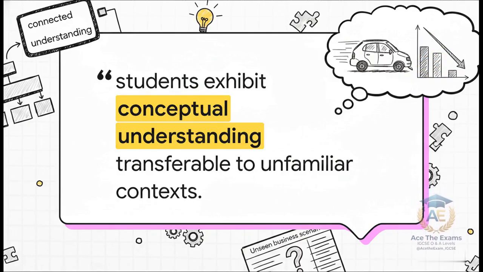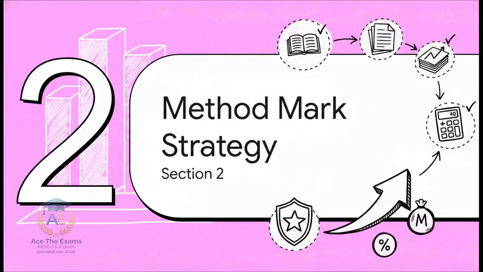If you just memorize a textbook definition of historic cost, well, that might get you one single mark. But if you can explain how applying historic cost to a newly purchased, rapidly depreciating asset impacts the balance sheet in a totally unique, unseen business scenario, now that is how you unlock the highest marking bands. Examiners ruthlessly reward candidates who can take these foundational concepts and adapt them on the fly to entirely new, unexpected scenarios. Moving right along to Section 2, the method mark strategy.